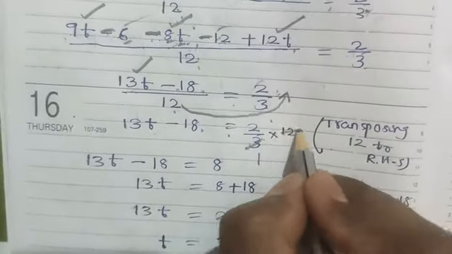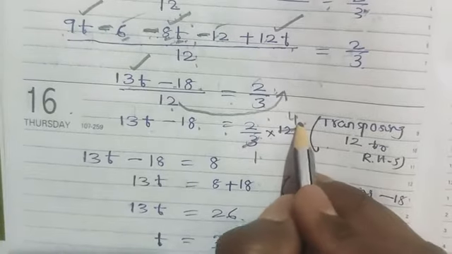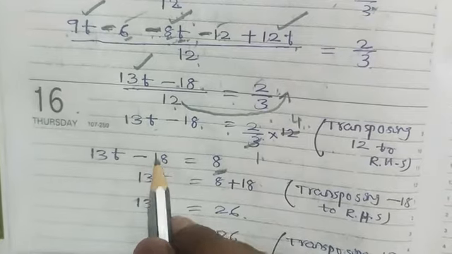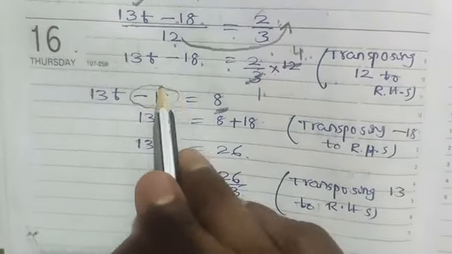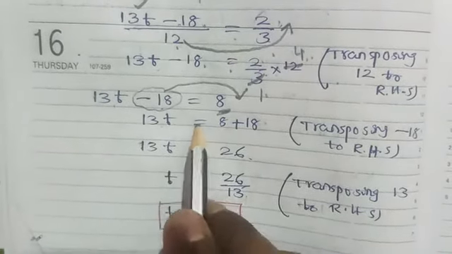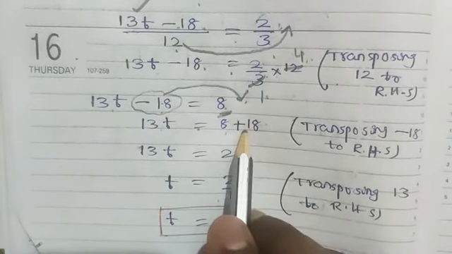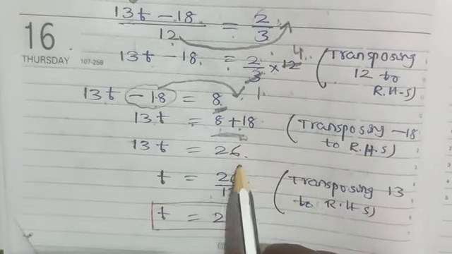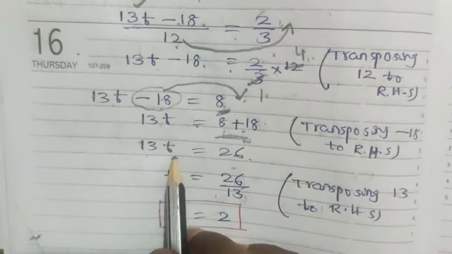3 one time is 3, and 3 four times is 12. So 2/1 is 2, into 4, is 8. So on the right side you will get 8 only, and on the left side 13t minus 18. Next, transpose this minus 18 to the right-hand side. 13t is equal to 8 plus 18, since minus 18 transposed from one side to the other side becomes plus 18. Negative becomes positive. 8 plus 18 is 26, which is equal to 13t.